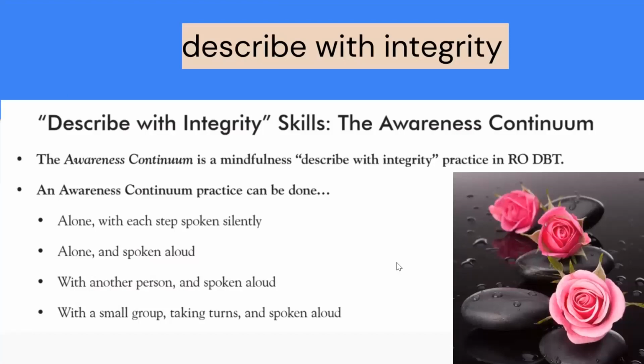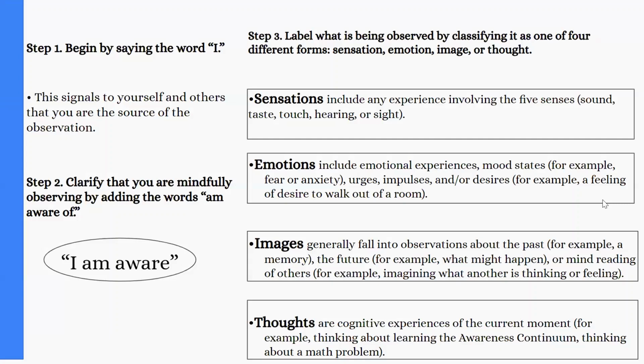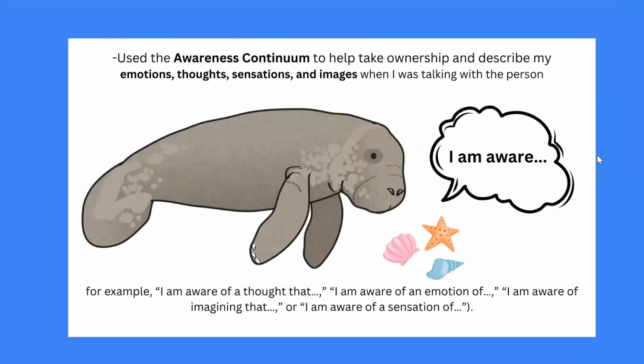Next, describe with integrity using the awareness continuum. The awareness continuum is this pattern of stating first "I," so using I statements, then adding "am aware," and then observing your sensations, emotions, images, and/or thoughts. So here's the mindfulness manatee.